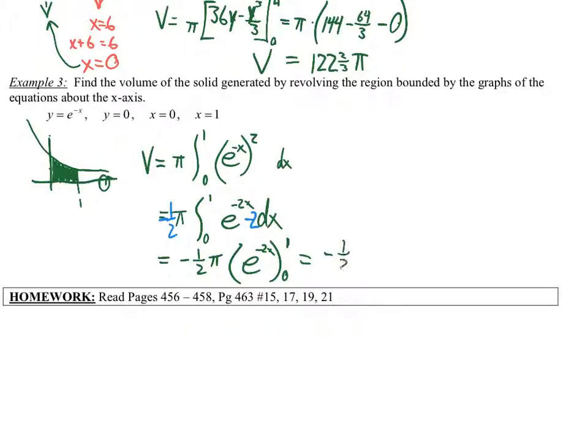So we have negative 1/2 pi. e to the negative 2 times 1 is just e to the negative 2. e to the 0 is 1. And if you want to simplify that a little bit more, it's going to be negative pi over 2e squared plus 1/2 pi. So, that's some washer method, disk method.